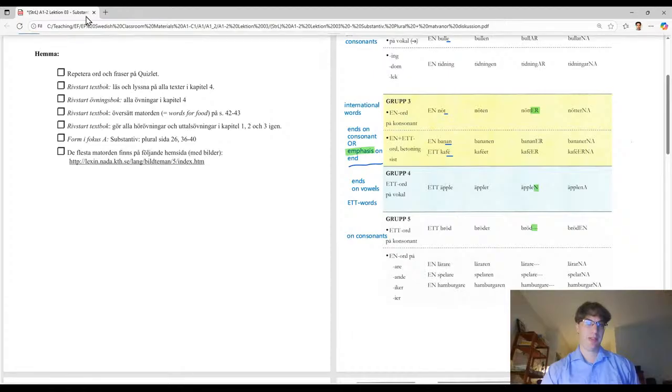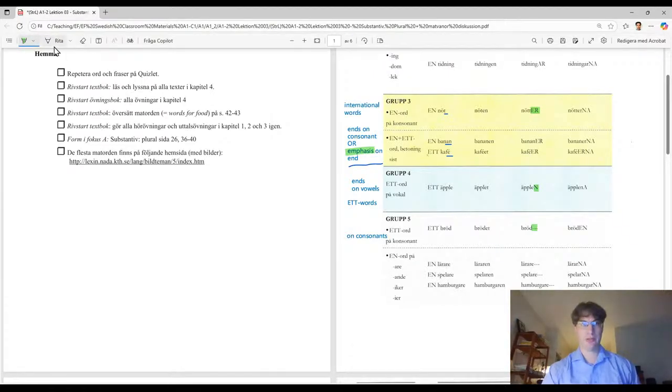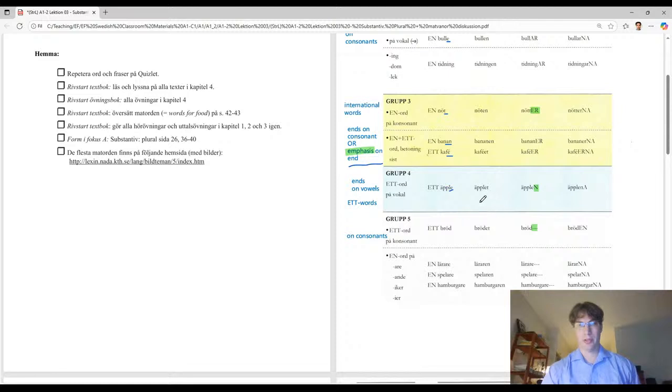So the äpple ends on e, hence you add an n, and it's a group 4 word. If it ends on a consonant like a d here, ett bröd, then you don't change it in plural. It becomes the same. Ett bröd, många bröd. One bread, many breads. However, ett äpple, många äpplen. And both of these are because they're ett words, right?